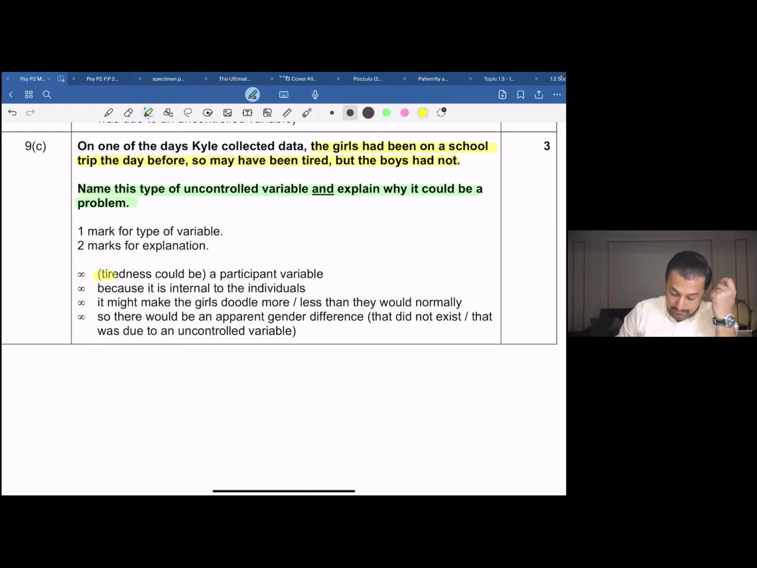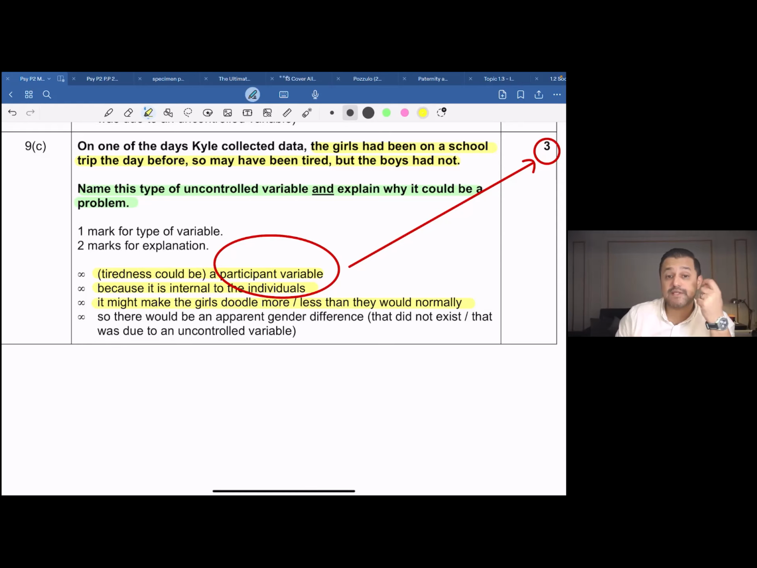Now, because girls, number one, name this type of uncontrollable variable. This is a participant variable, right? Because it is internal to the individuals, it might make the girls doodle less than they would normally doodle because they were tired, and they were tired because they had been on a school trip a day before. This is how you could get a 3 out of 3 in questions like this. You get the first mark for naming it and the other 2 marks for the explanation.